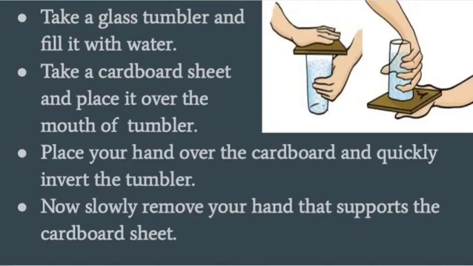Now place your hand over the cardboard and quickly invert the tumbler. Now slowly remove your hand that supports the cardboard sheet. By doing this, we will observe that the cardboard sheet does not fall.